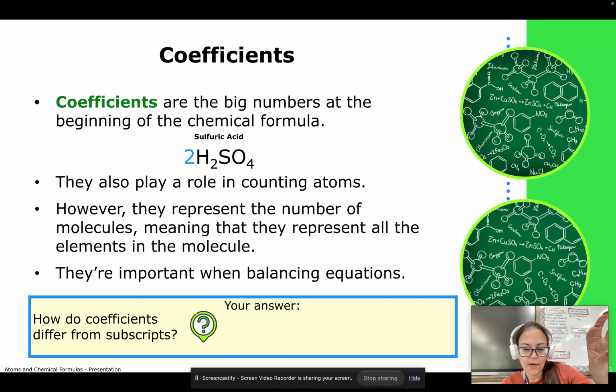All right, so you may have 1 whole sucrose here and 1 whole sucrose here. And they play a role in counting the atoms. However, they represent the number of molecules, meaning they represent all the elements in the molecule. And they're important when balancing equations, which you guys will get to in 8th or 9th grade, I think.